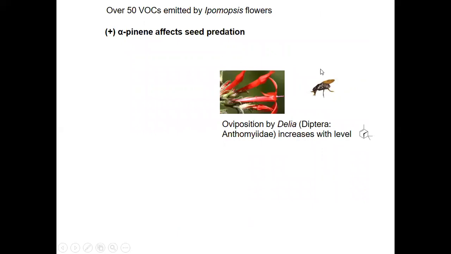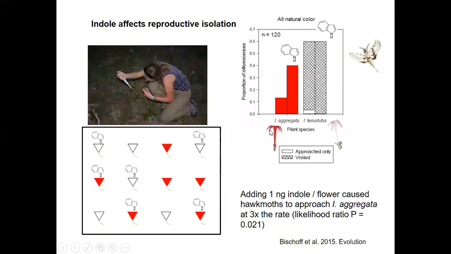So alpha-pinene, we know, influences seed predation. So oviposition by this fly in the genus Stelia increases with the level of alpha-pinene. Indole, we know, affects visitation by hawk moths and therefore reproductive isolation between the two species of Ipomopsis. And we've done this by using an experiment where we had arrays of inflorescences of 4 types. Red means Ipomopsis aggregata, white means Ipomopsis tenuituba, and the chemical structure above is indole.